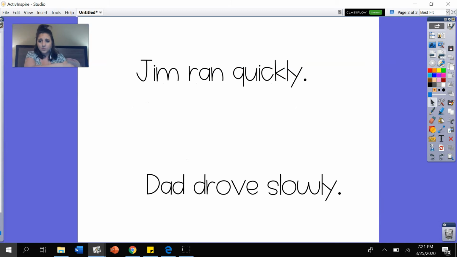Okay. So we have a sentence, and each one of these sentences is going to have a noun, a verb, and an adverb, okay? So this first sentence is Jim ran quickly. Well, we know that we need to look for a noun, right? A noun is a word that tells me a person, a place, or a thing. And there's only one person, place, or thing in this sentence. Can you tell me what it is?